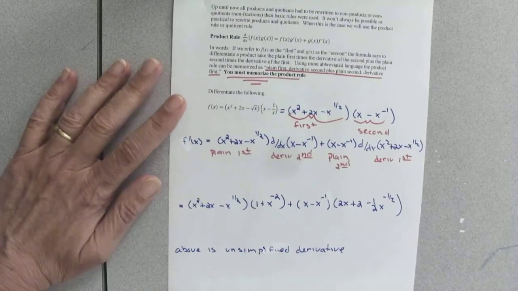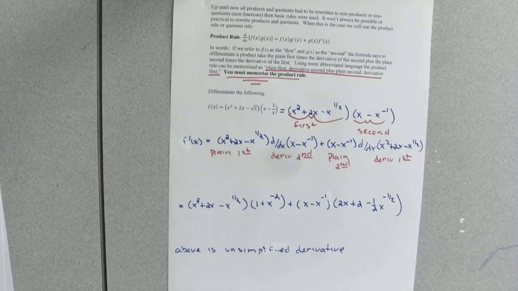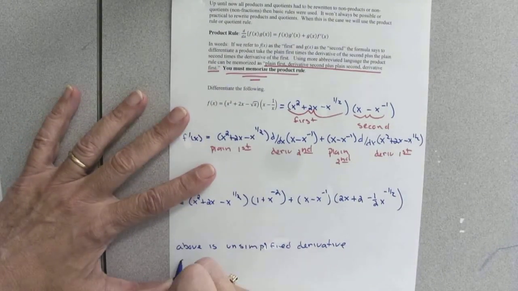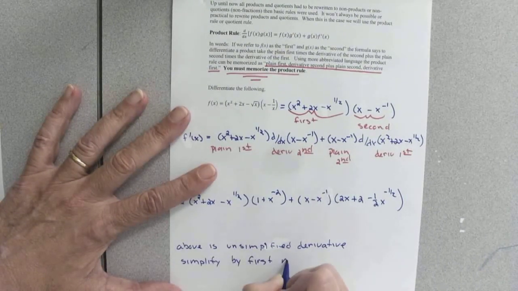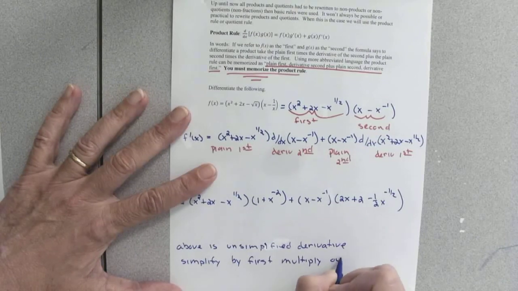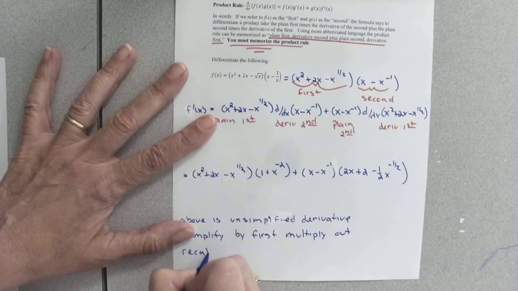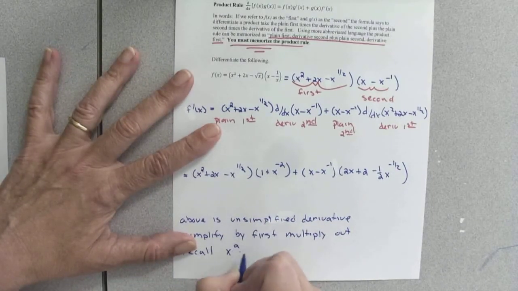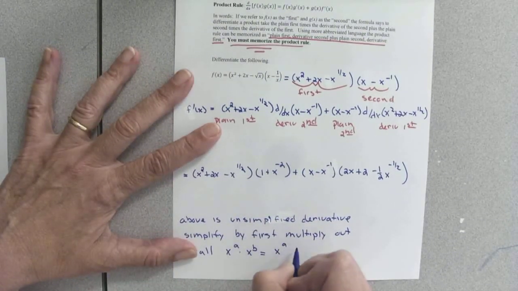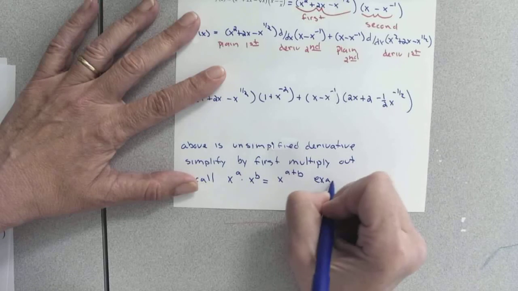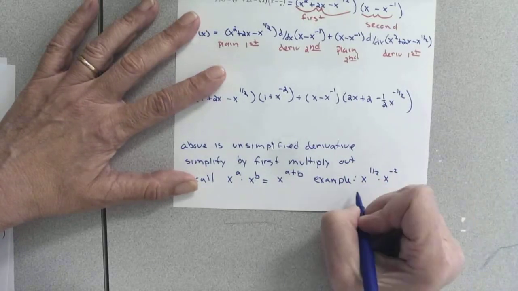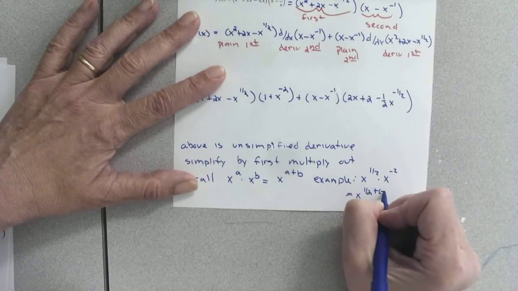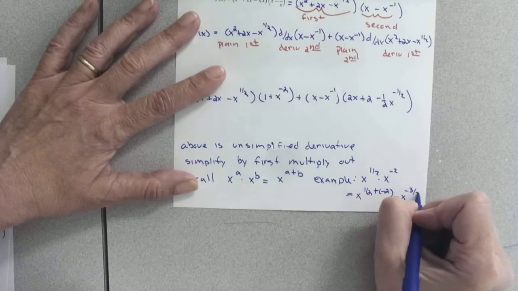We are actually going to simplify it. When simplification is a matter of just multiplying out and combining like terms, we are going to simplify. Simplify by first multiplying out. And let's recall that when I'm multiplying with exponents in the same base, I add my exponents. So a nice little example here that's going to creep up: x to the 1/2 times x to the negative 2 is x to the 1/2 plus negative 2, for x to the negative 3/2.